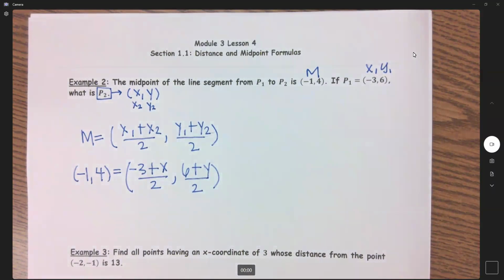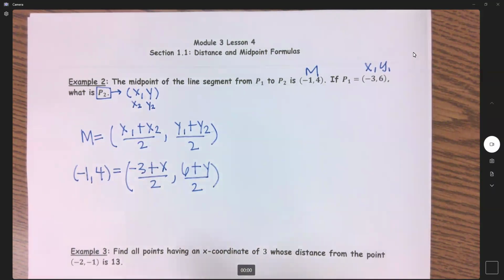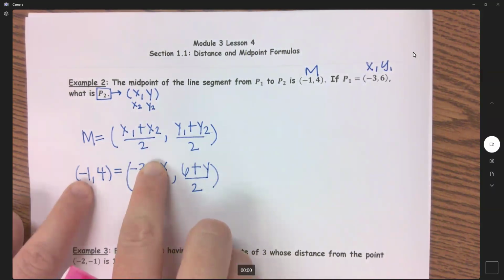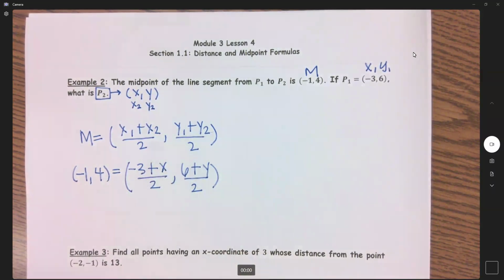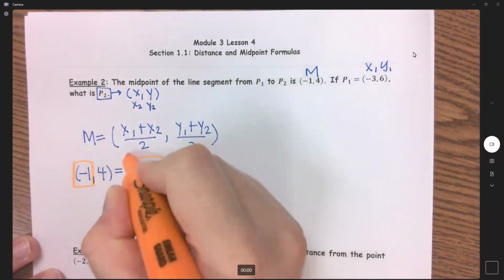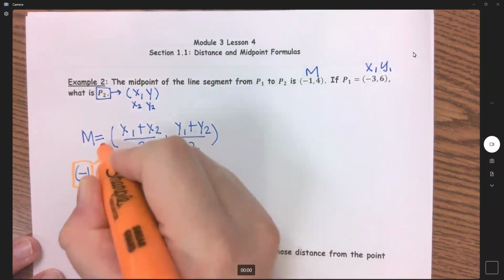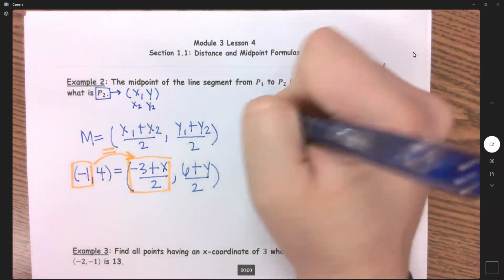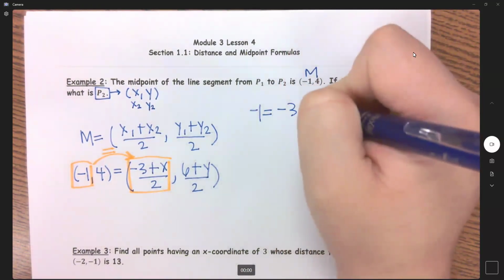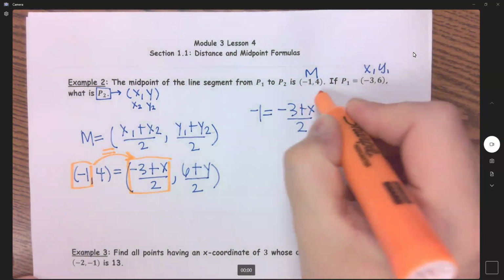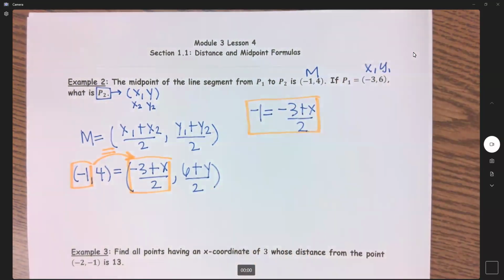Okay, from here, we need to kind of break this up a little bit to find our two different variables. I have two unknowns that I need to solve for. But I know that this right here gives me my X coordinate, and here's my X coordinate of my midpoint. So what I'm going to do is set my X coordinate equal to my X coordinate. So we have -1 equals -3 plus X divided by 2. Okay, let's solve this and then we'll set up our Y.